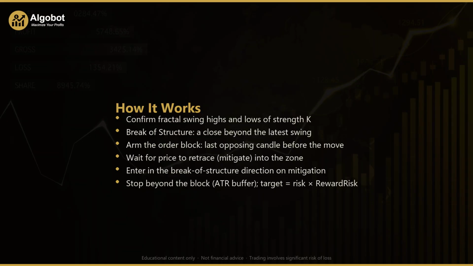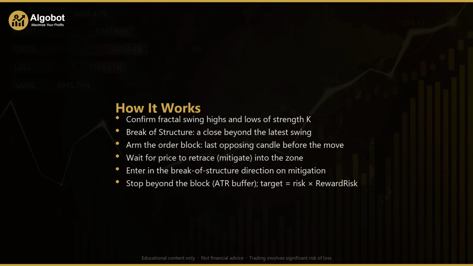Third, arming the order block. The EA walks backward from the break bar, up to OrderBlockSearchDepth bars, looking for the last opposing candle. For a bullish break, that is the last down candle before the up move. For a bearish break, it is the last up candle before the down move. The high and low of that candle become the order block zone, and the strategy arms it in the break direction. That armed zone stays valid for a limited number of bars, set by OrderBlockValidBars, after which it expires if untouched.